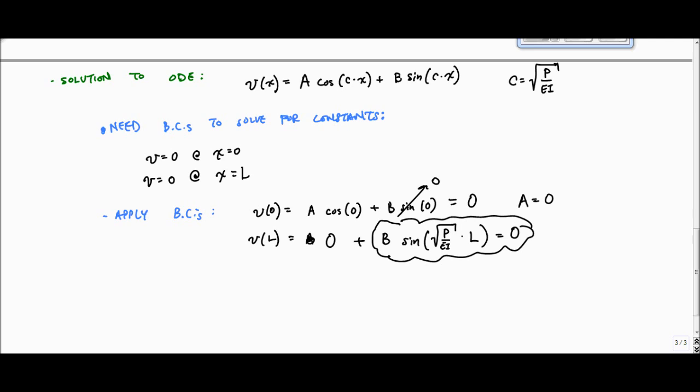And the only way that this part could be true is if what? If square root of P over EI times L equals what? How can this be true? B is a constant, assuming B is non-zero. If B is not 0, what's the only way that this term, this equation, can be true?